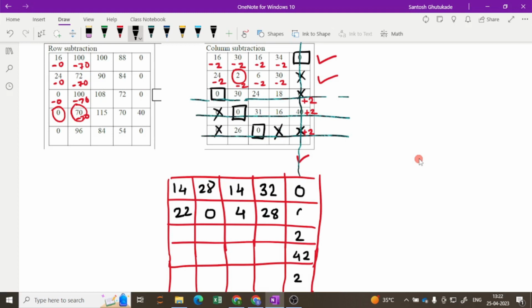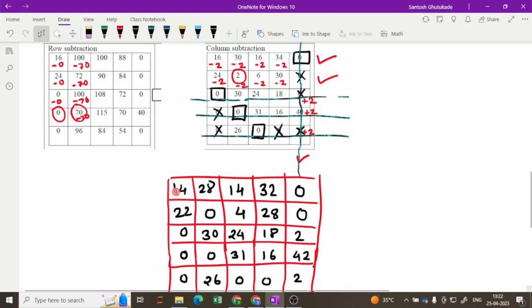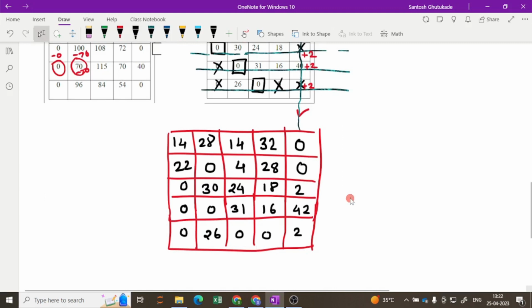So here there is 0, here it is 0, here it is 0, 30, 24 and 18. Similarly here 0, 0, 31, 16, and in the last row 0, 26, 0 and 0. So we have revised the matrix. So here we can say this is the revised matrix.